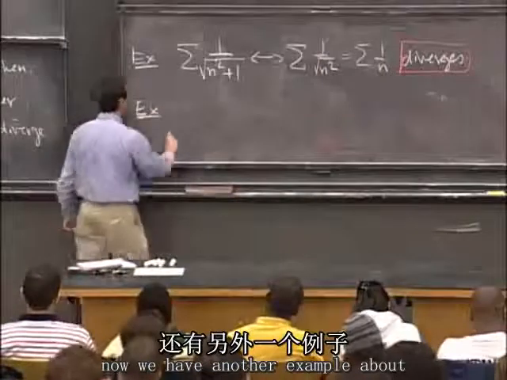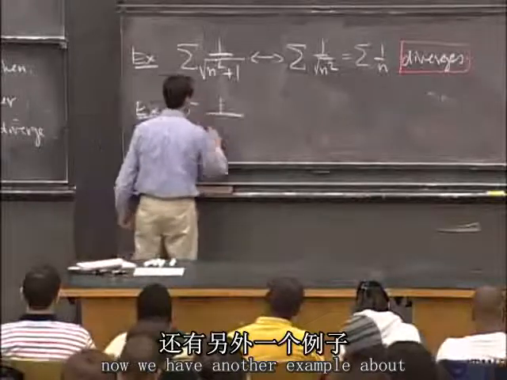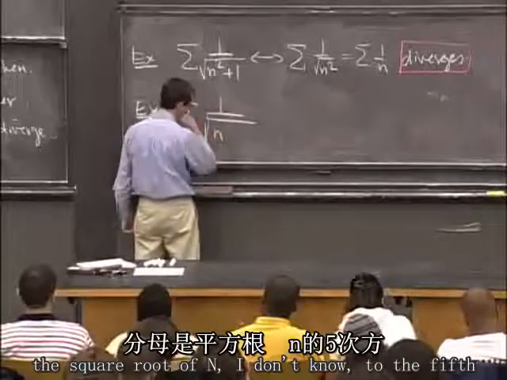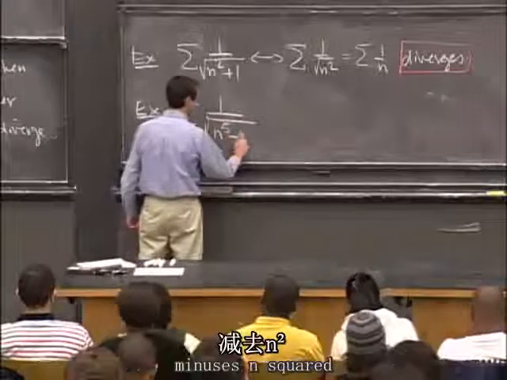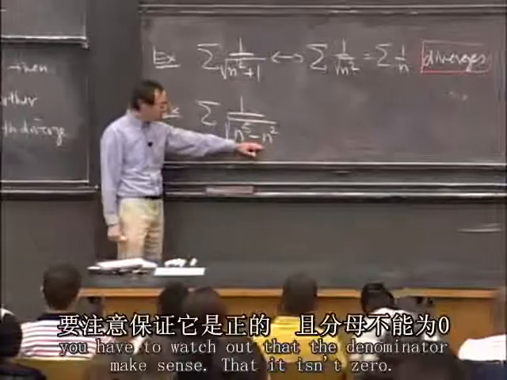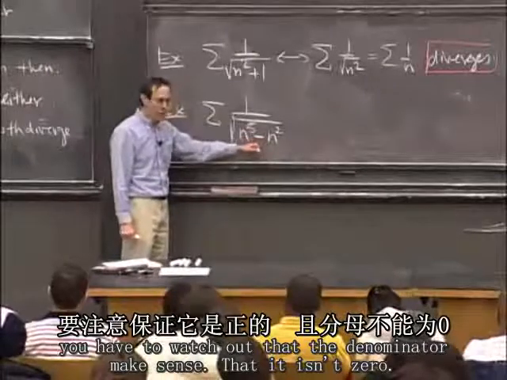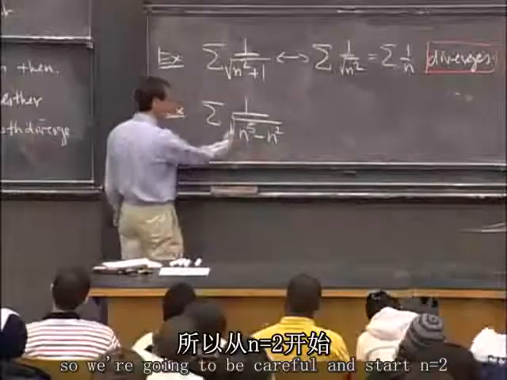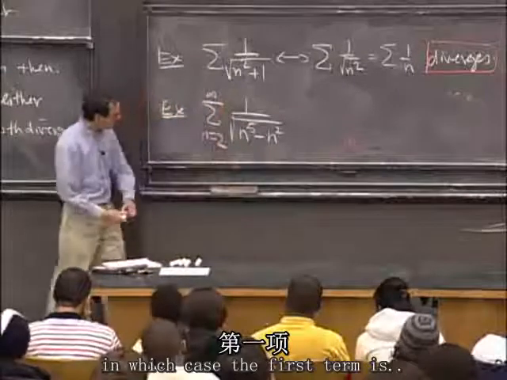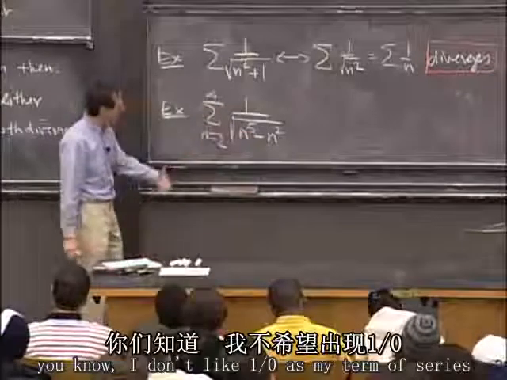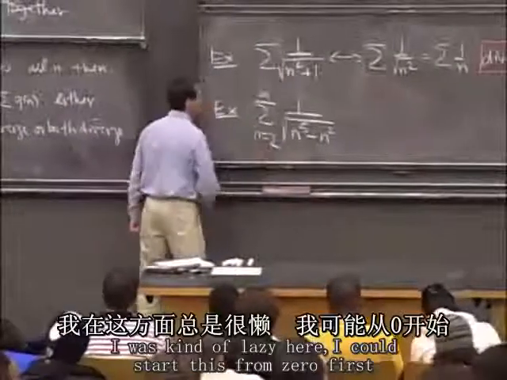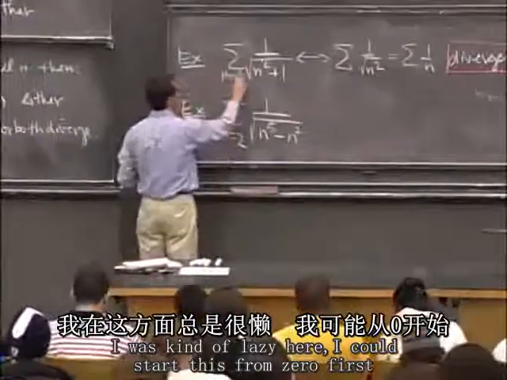And now we have another example, which is, let's say, 1 over the square root of n to the 5th minus n squared. Now, if you have something where it's negative in the denominator, you do have to watch out that the denominator makes sense and isn't 0. So we're going to be careful and start this at n equals 2. I don't like 1 over 0 as a term in my series. I was kind of lazy here; I could have started this one at 0, for instance.